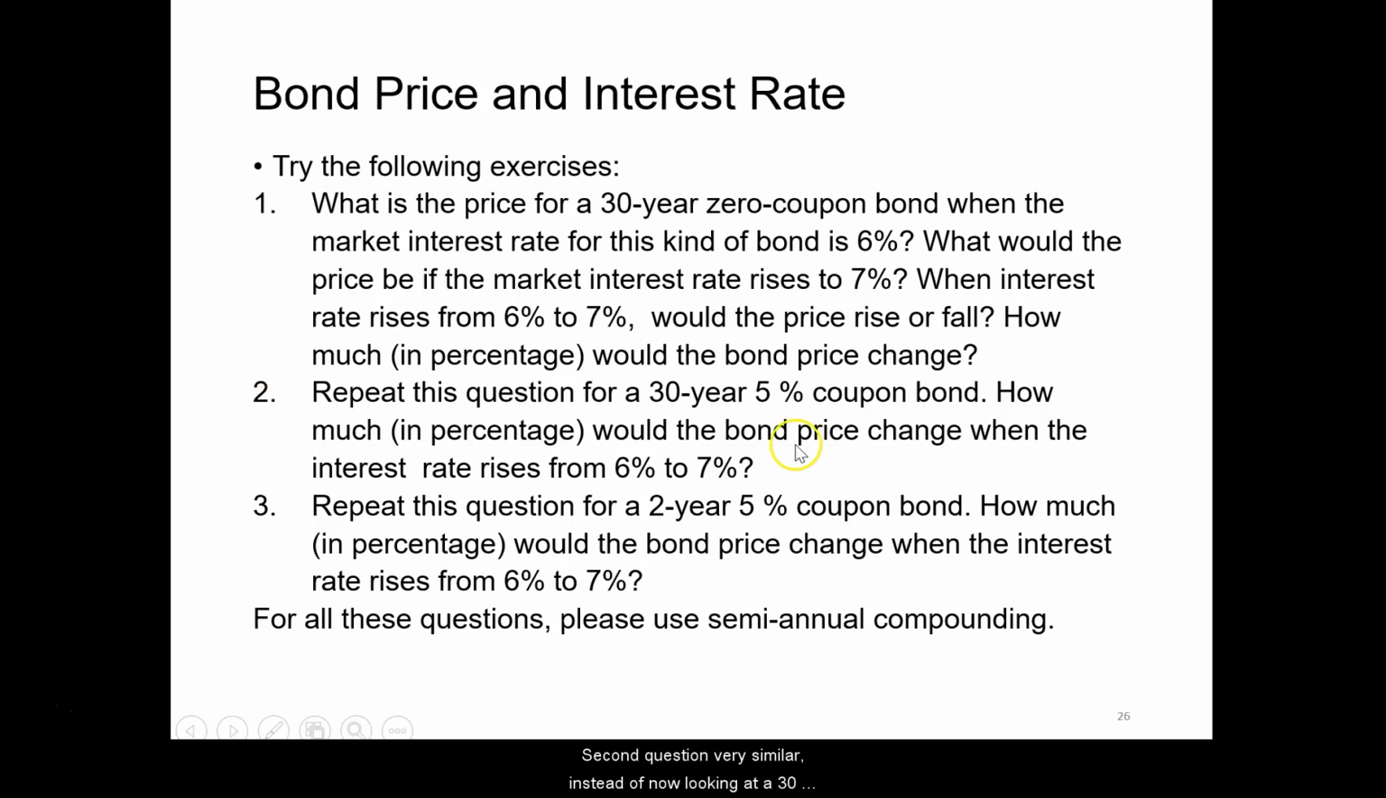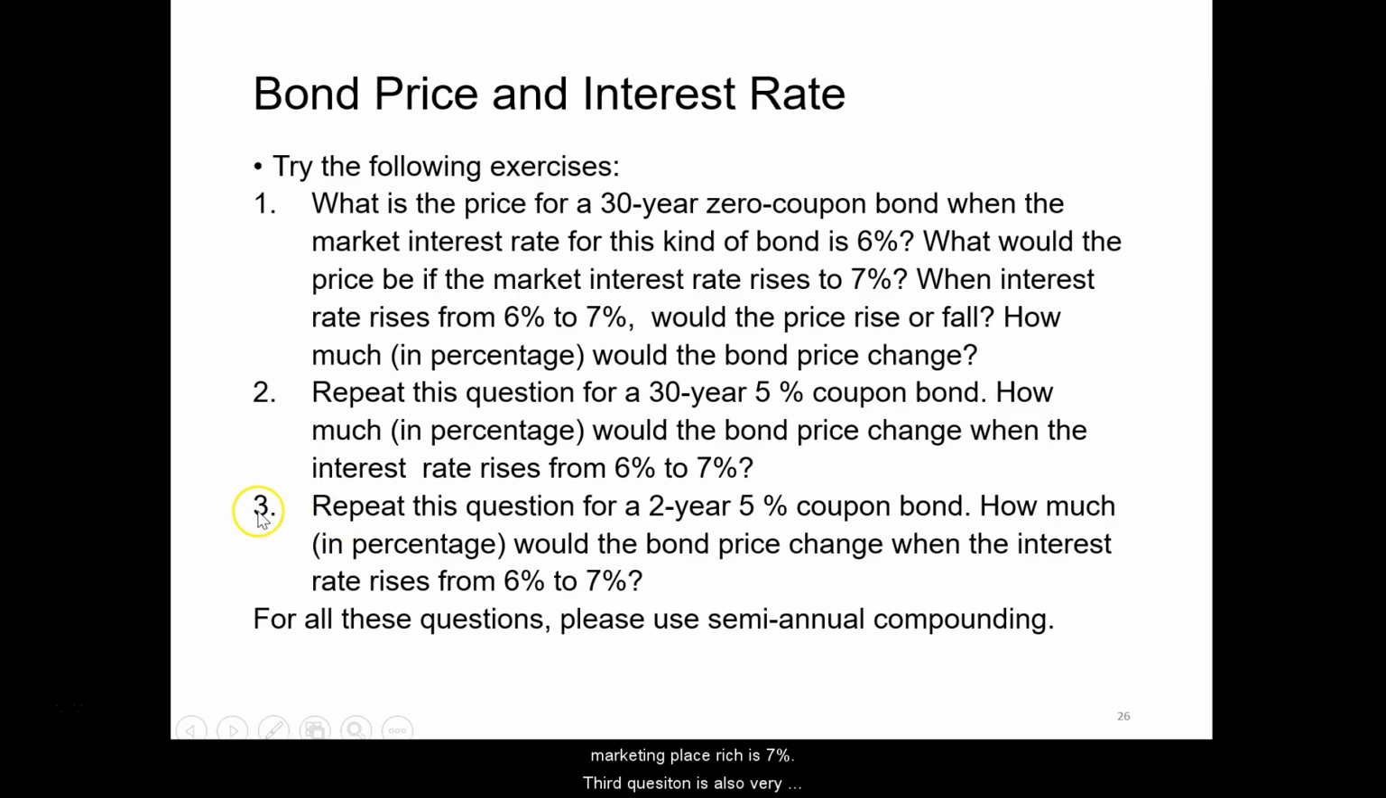Second question, very similar. Instead of now looking at a 30-year zero coupon bond, we are looking at a 30-year 5% coupon bond. What would be the price of this 30-year 5% coupon bond based on semi-annual compounding if the market interest rate, or say the required rate of return, is 6%? What if the required rate of return is not 6% but 7%? So also for this question, you are trying to calculate two prices. One is when the market interest rate is 6%, the other one is when the market interest rate is 7%.